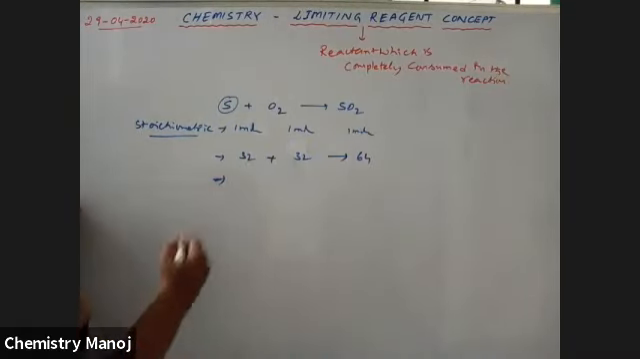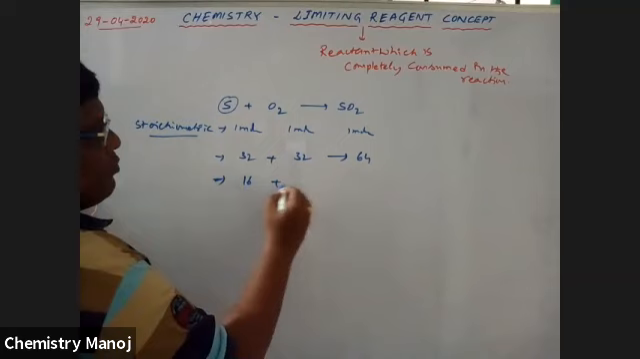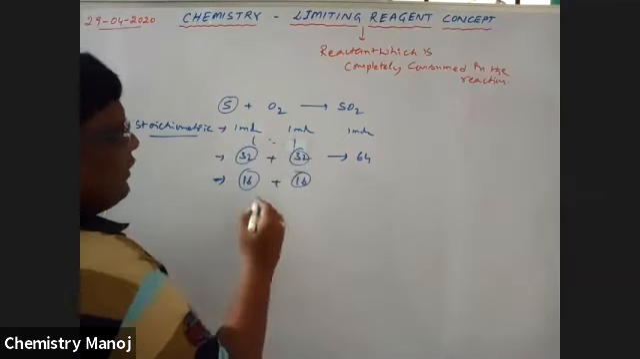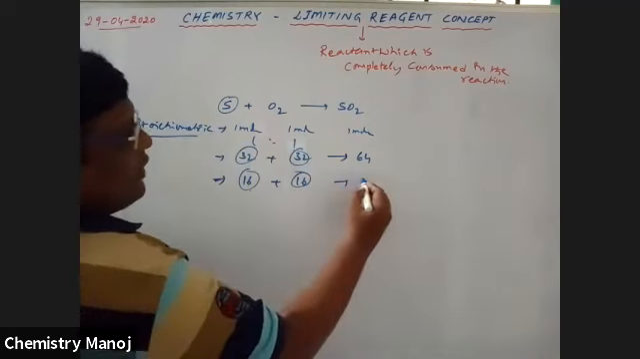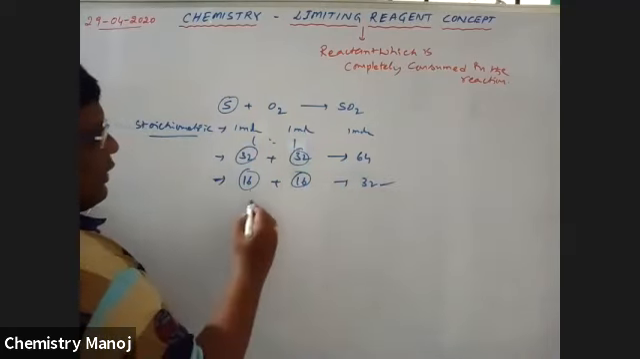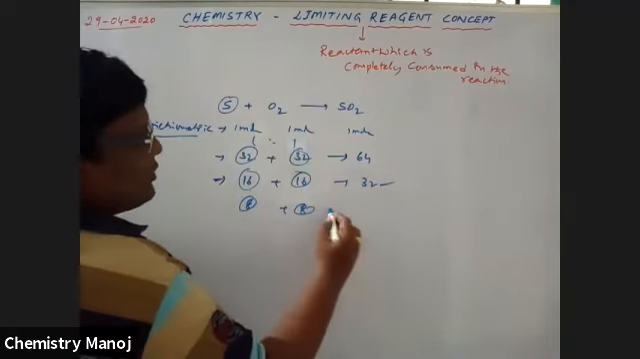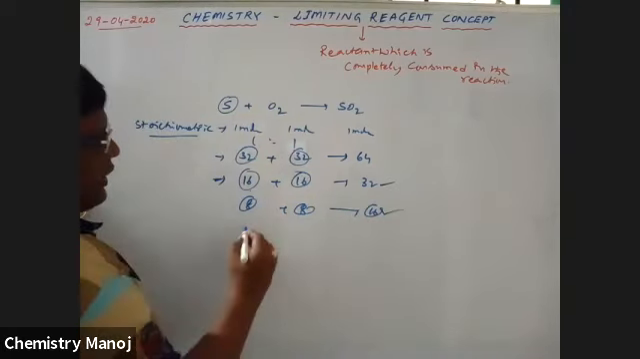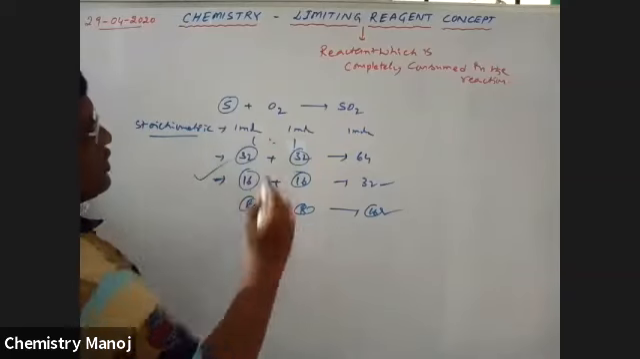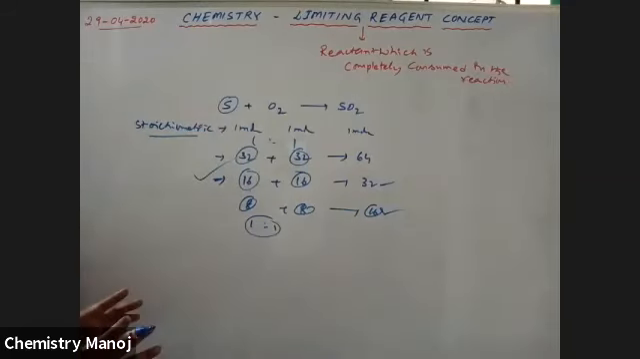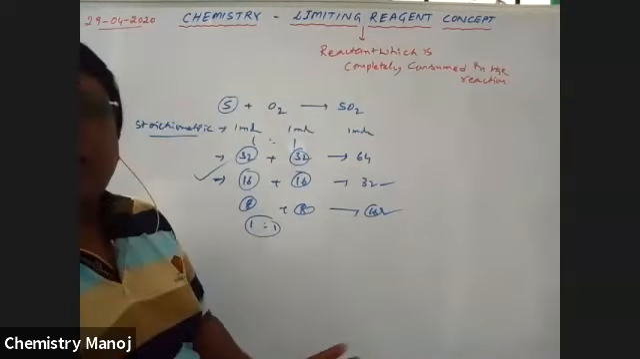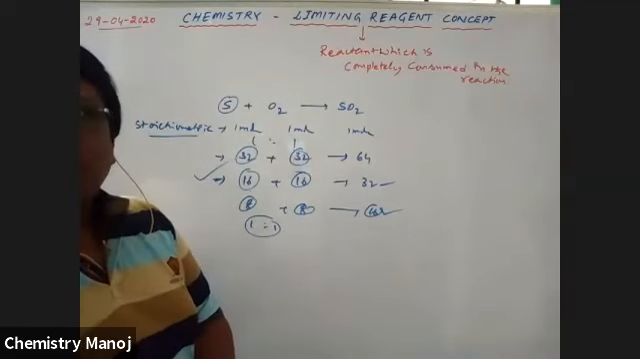For example, exact values: 16 grams plus 16 grams, that is exactly consumed. That is, a 1:1 ratio is added. Now 32 grams is formed. 8 grams plus 8 grams, no doubt 16 grams is formed. That means all these are 1:1 ratio. These are stoichiometric amounts. When stoichiometric amounts are there, all reactants are limiting reagents.